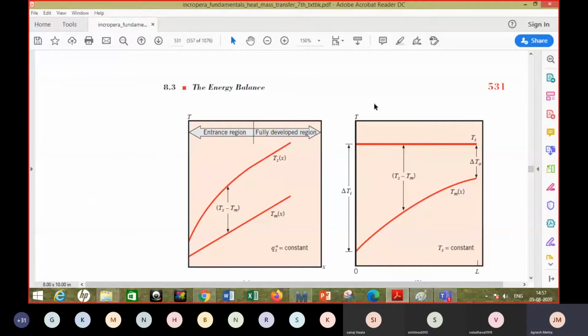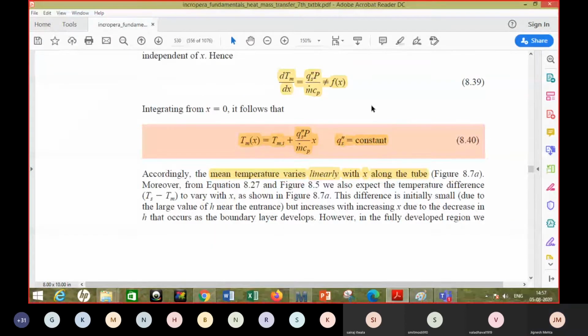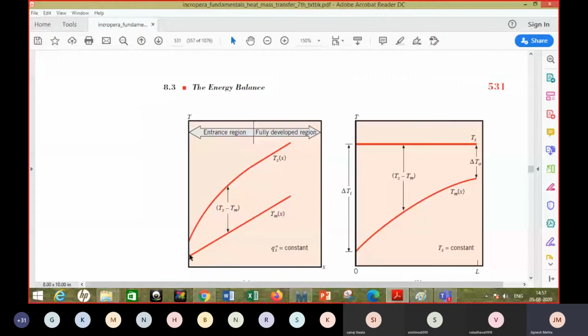So you can see the graph. This equation is actually applicable throughout the length of the tube, so it varies linearly. But if you think of the surface temperature, the heat flux is constant and h is also constant when the flow becomes thermally fully developed. Because of that, the difference between Tm and Ts is constant. It remains the same, or they run as parallel lines.